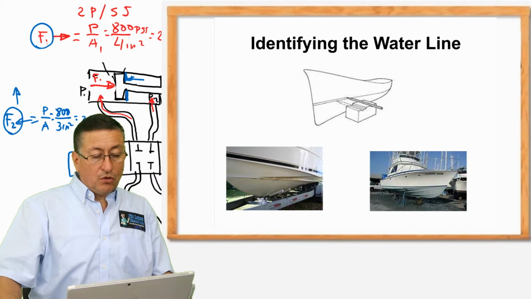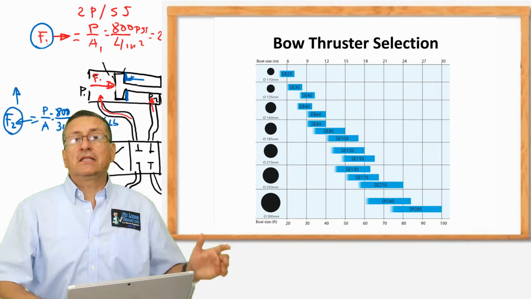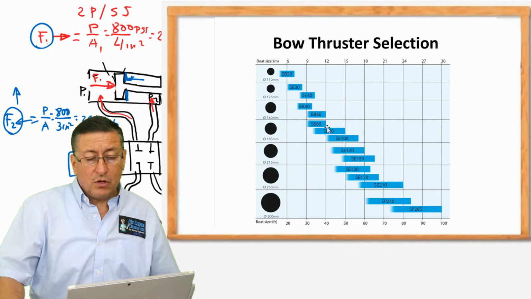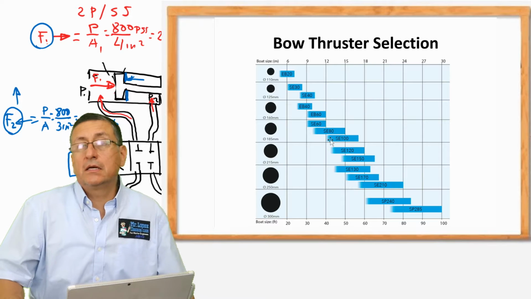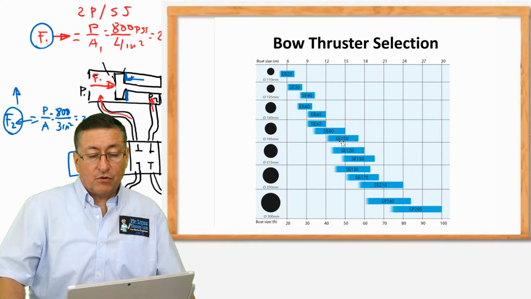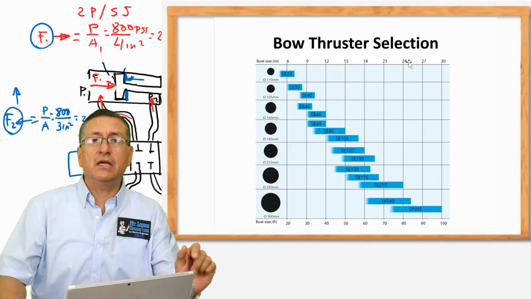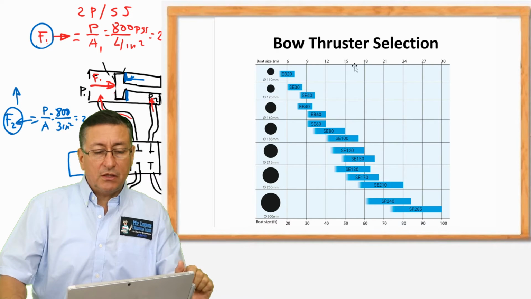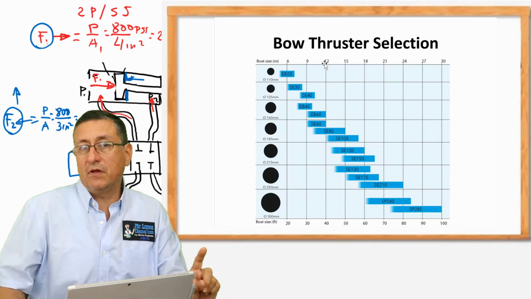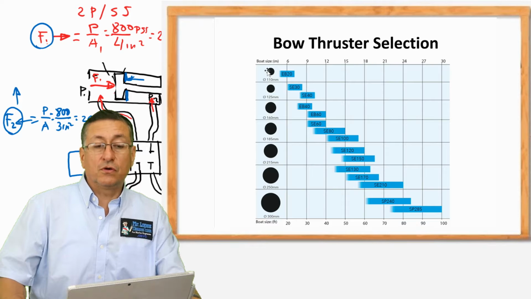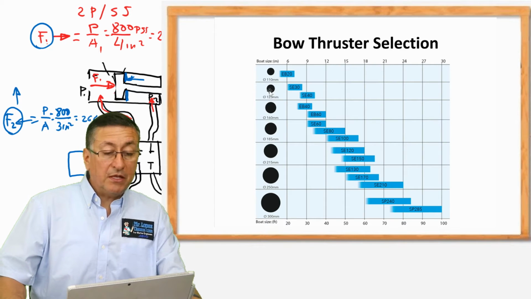check the tables. Those are the typical tables. Each manufacturer has their own tables. The blue marks are the part number of the bow thruster recommended for that specific boat. This is the length of the boat in meters. Remember that 1 meter is equivalent to about 3 feet, right? This is 6 meters, 9 meters, 12 meters. If you want to know in feet, you multiply times 3. Okay, and in this column we have the size of the tunnel in millimeters.